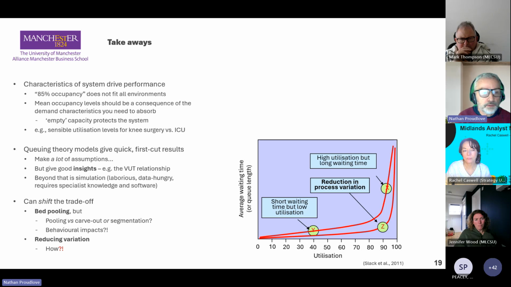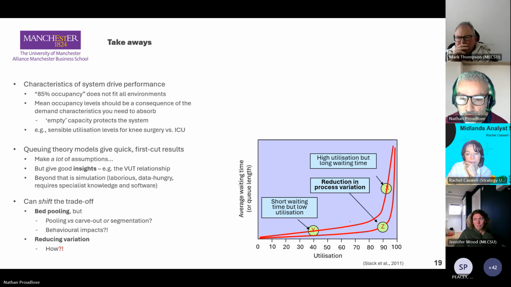So these queuing theory models give you a first cut to the results. They allow you to draw these curves and make some inferences, see some insights from it. They do make lots of assumptions. I'd be very wary of being predictive about the numbers that come out. But the insights are very good. And in particular, this VUT relationship, that you can shift the trade-off. Instead of saying, well, do we need more beds to slide down the curve, or can we have fewer beds and we'd be sliding up the curve on the trade-off, to actually shift the trade-off by thinking about what amount of pooling is sensible, and in particular, what can we do to reduce the variation?